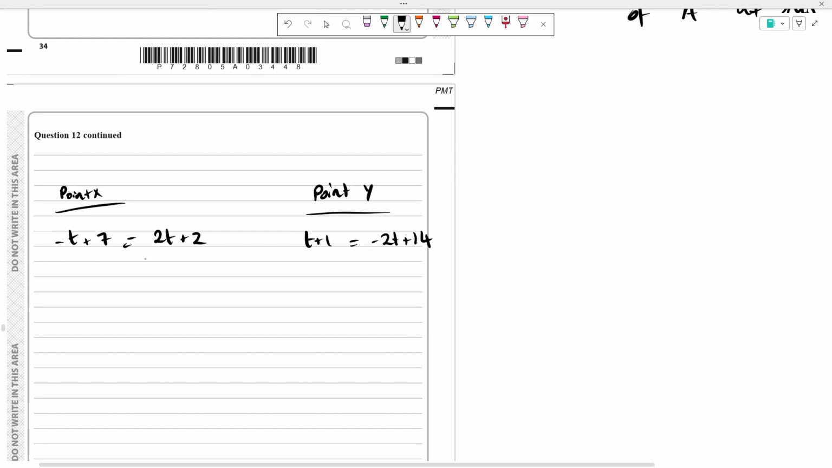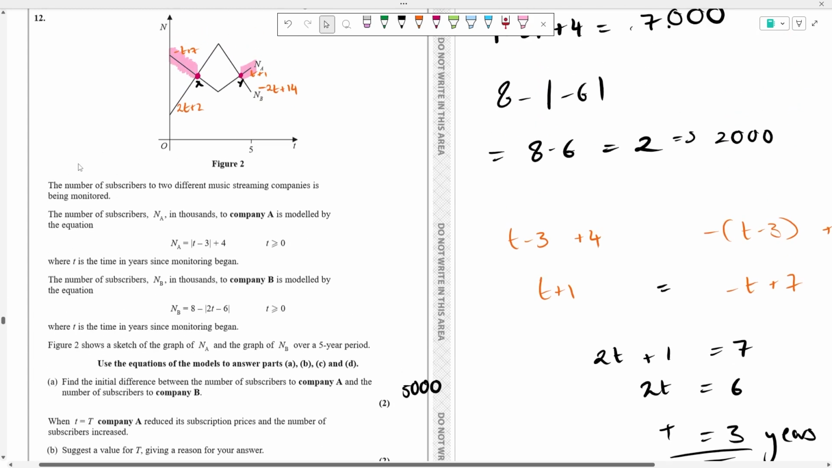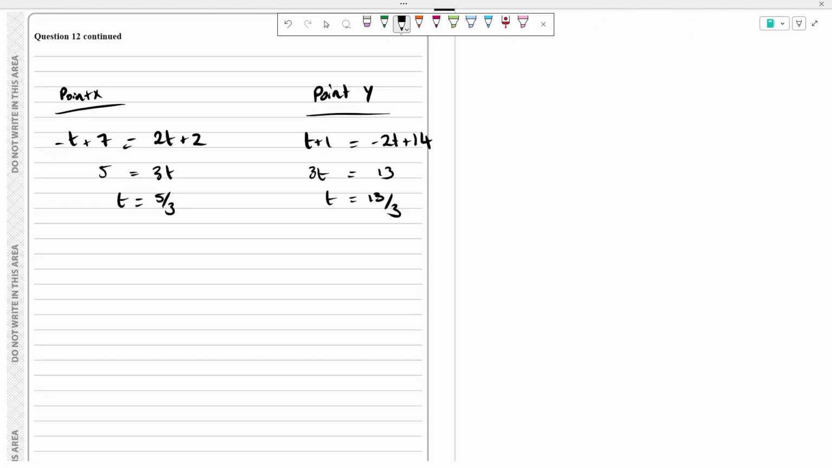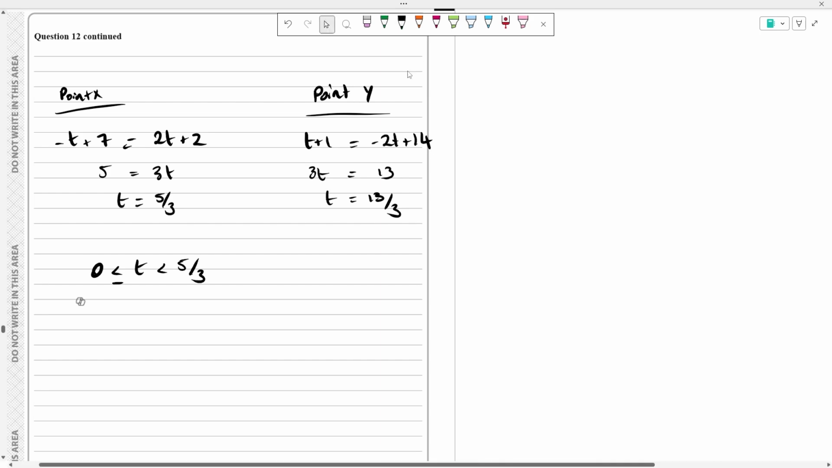Going to rearrange this, so this ends up with 3t is equal to 5, therefore t is equal to 5 over 3. Here, this is going to be 3t is equal to 13, therefore t is equal to 13 over 3. Okay, now you can see that this part here is 5 over 3, and we want to go left to work out this region here. So it's going to be between 0 and 5 over 3. So this part is going to be 0 is less than t is less than 5 over 3. And I should probably put an equal sign here.